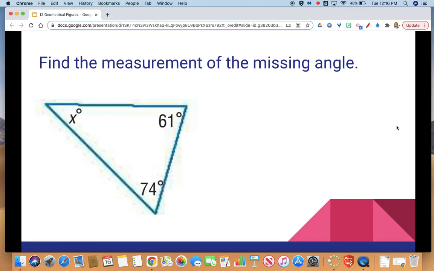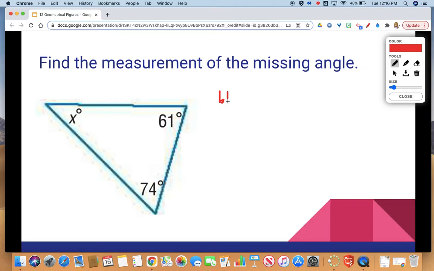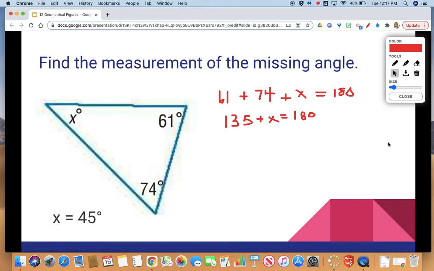You try that on this one. Set up your equation with all 3 angles equal to 180. Add the 2 angles you know, 61 plus 74, we get 135. Solve our one-step equation by subtracting 135 from both sides. You get x equals 45.